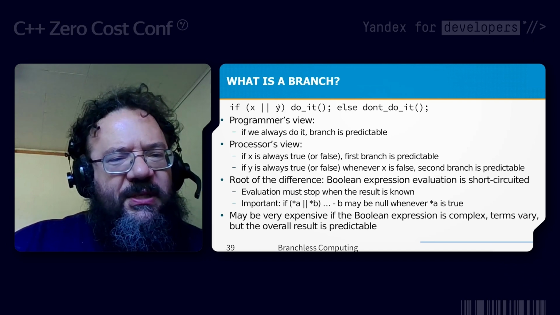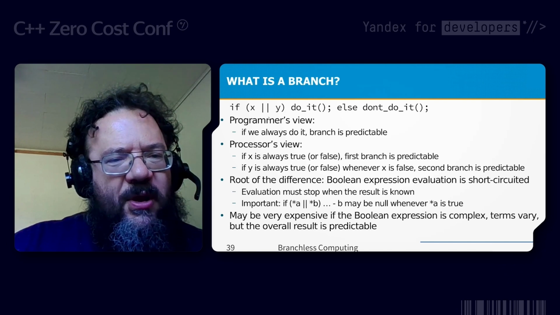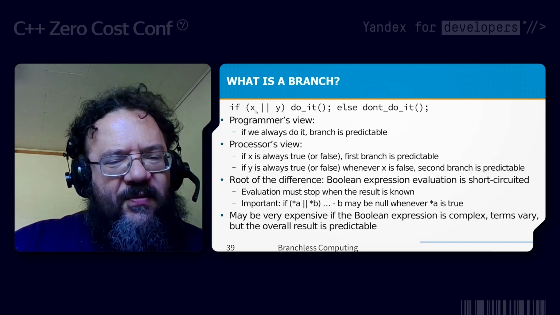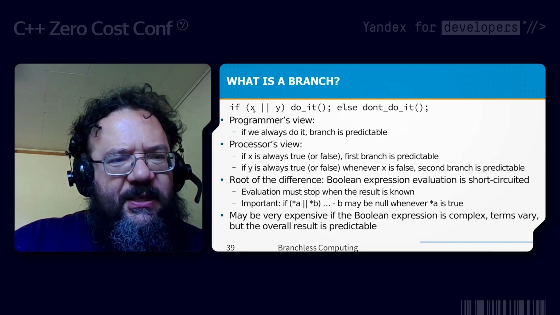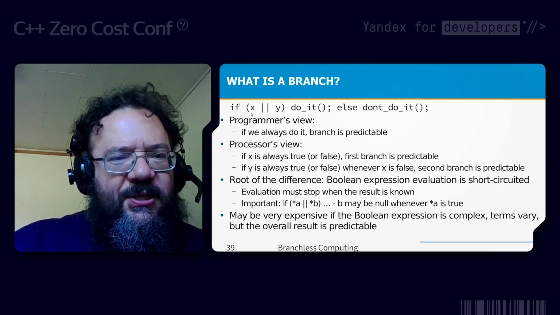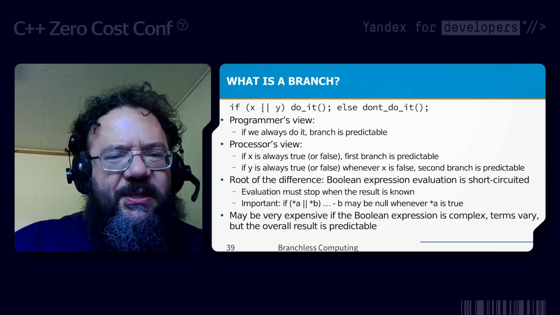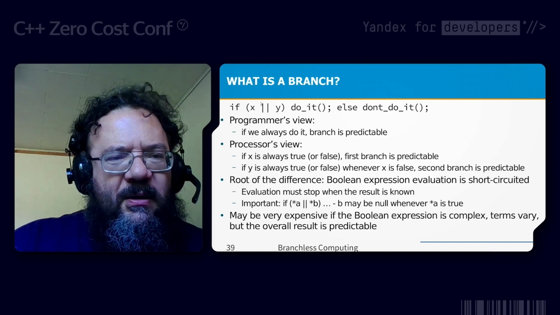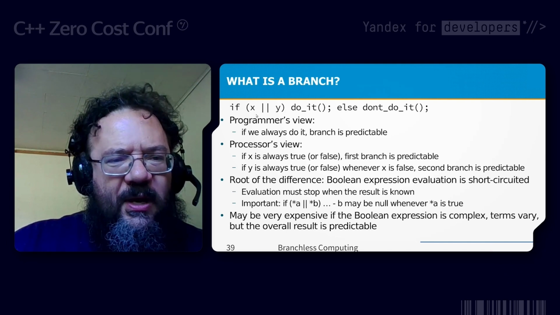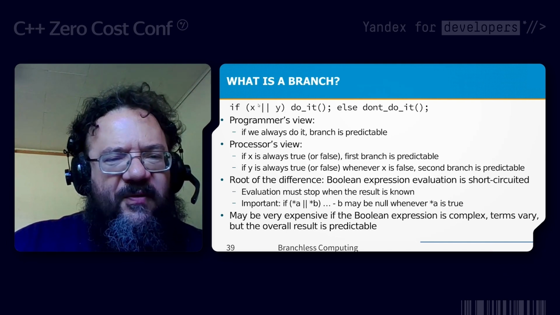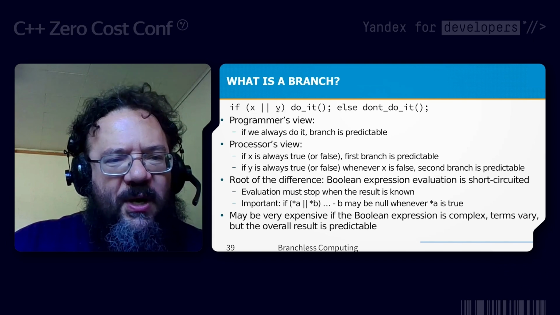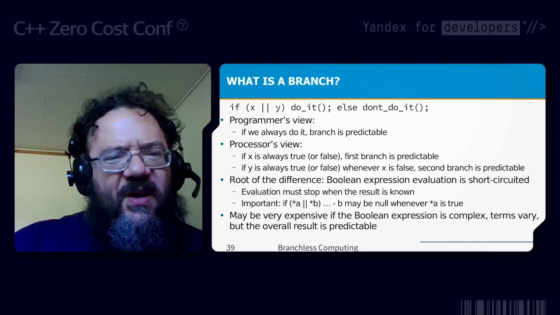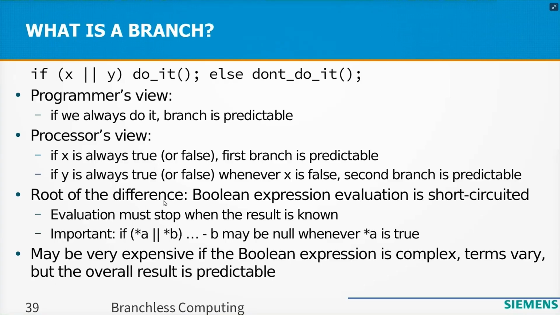Why such a difference? Well, because this operation, the logical OR, is short-circuited. That's true in C, that's true in C++. The evaluation must stop. It's not an optimization, it's required. The evaluation must stop as soon as the result becomes known. So if x is true, no matter what y is, the result is true, so y should not even be evaluated.